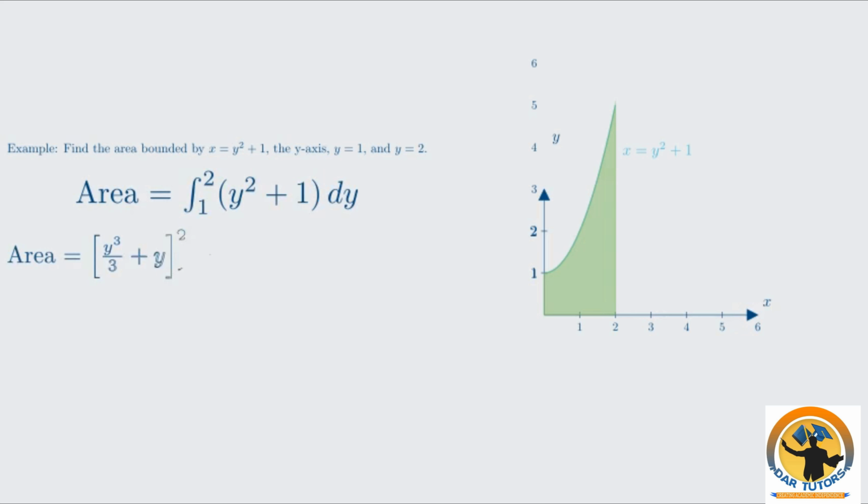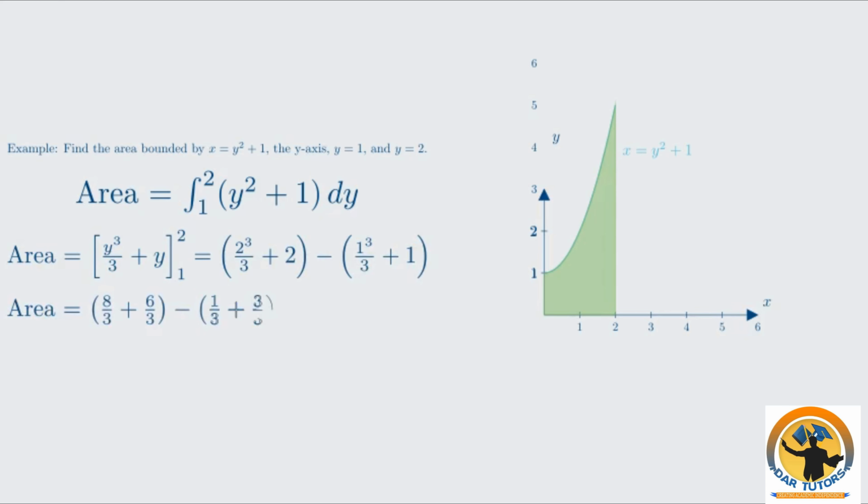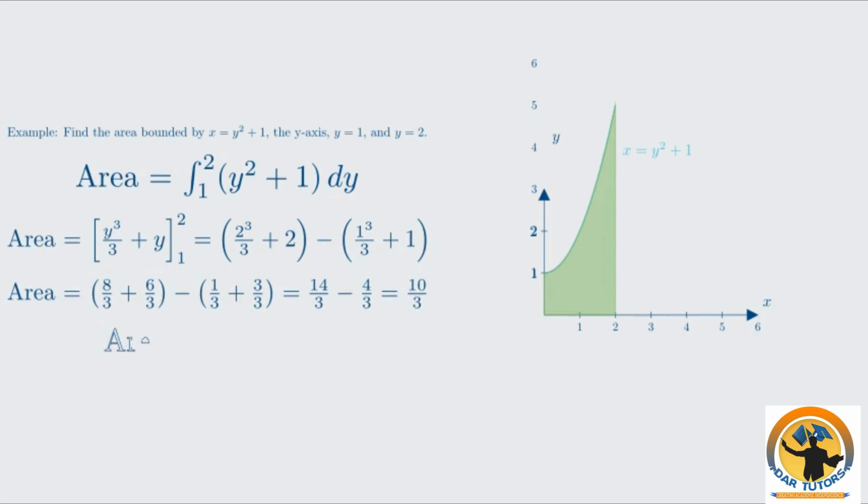Plugging in the upper bound, we get 2 cubed over 3 plus 2. Plugging in the lower bound, we get 1 cubed over 3 plus 1. This simplifies to 8/3 plus 2 minus 1/3 plus 1. Combining the terms, we get 7/3 plus 1, which equals 10/3. Therefore, the area of the region is 10/3 square units. We have successfully used integration with respect to y to find the area.